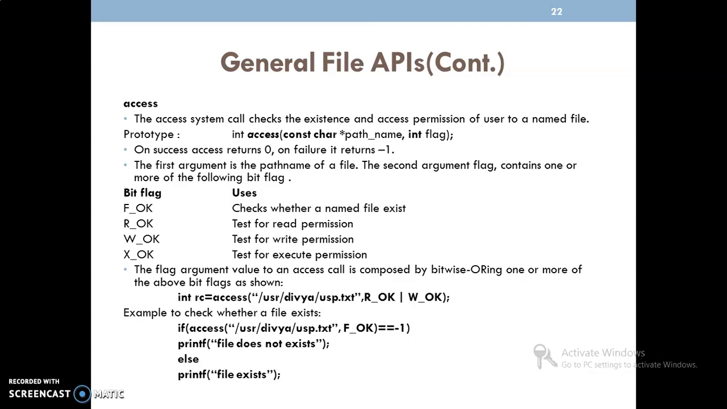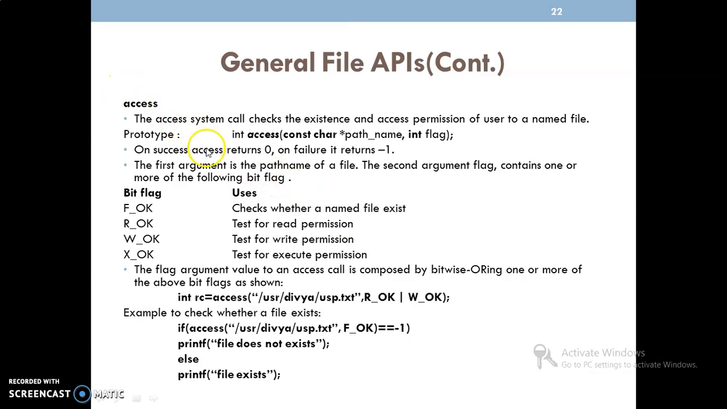Next one is the access API. The purpose of using this API is to check the existence and the access permission of a user to a named file. Whenever I want to use a particular file, I need to check first whether that file is there or not. If it is there, does it have the read permission, the write permission, or the execute permission? For that purpose I am using one API, the access API.